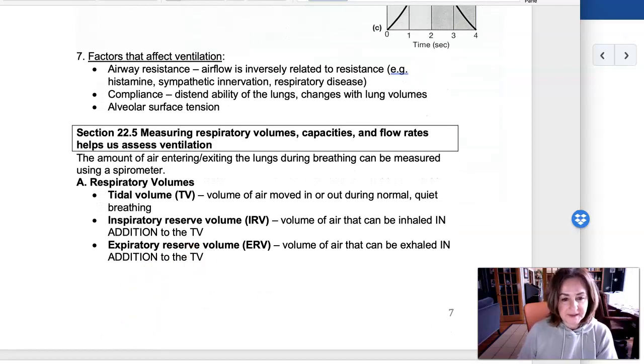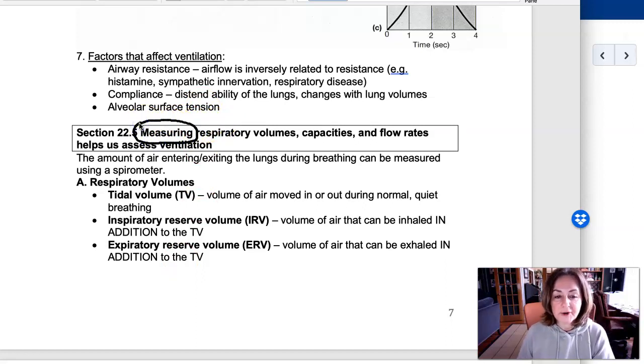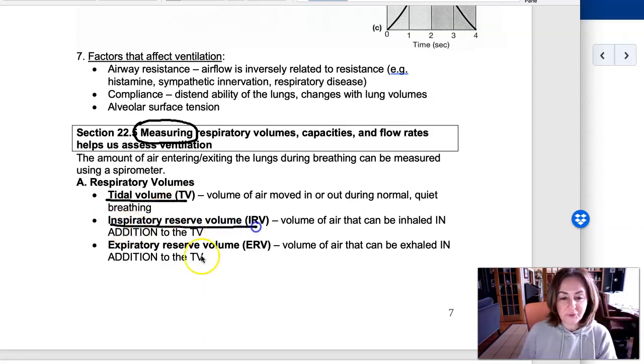All it is, is a measurement. We can hook somebody up to a machine called a spirometer, and we can measure the amount of air coming in and leaving. So the tidal volume is just one of those volumes that we can measure with a spirometer. With a spirometer, you can actually measure these three volumes. You can measure what you usually inhale, which is equal to what you usually exhale. That's called the tidal volume.